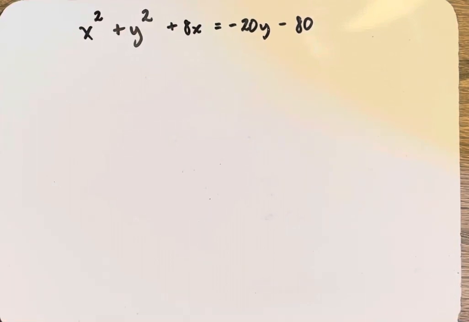So here we have a circle equation, but it is not in standard form. So I'm not able at this point to determine what the center and radius are. So I'm going to rearrange the equation a little bit and then complete the square.